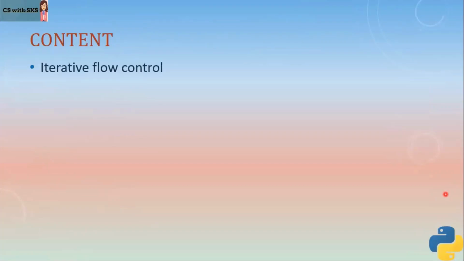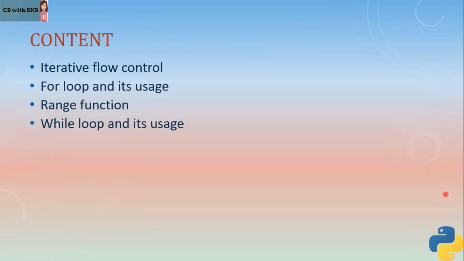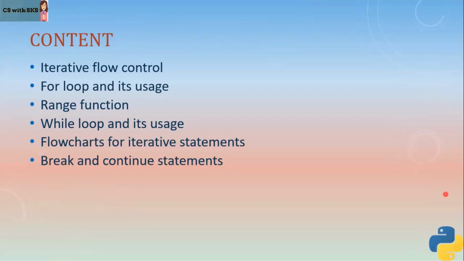Today we'll be covering what is iterative flow control, various types of loops in Python including for and while, range function, how it is used in loops, flowcharts for and while, break and continue statements, how they are used in loops, and what are nested loops. So without wasting time, let's start our today's session.